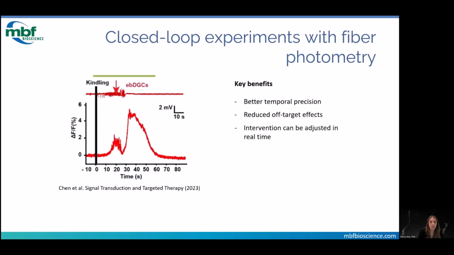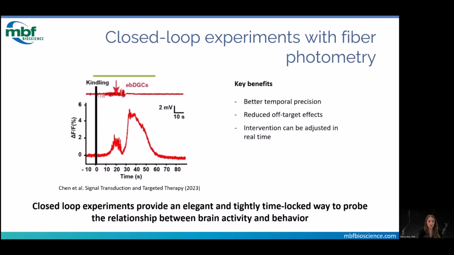And so this is a really nice example of how closed-loop experiments can provide a very elegant and time-locked way to probe the relationship between brain activity and behavior. Because what we know from many, many neuroscience studies is that this relationship is very closely time-locked. And if you're off by a matter of seconds or milliseconds, you might not be doing what you think you're doing. So this temporal precision is really key.